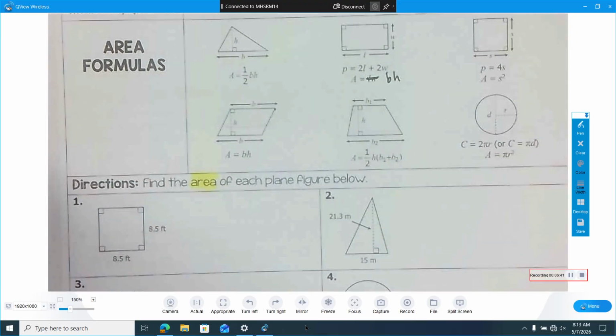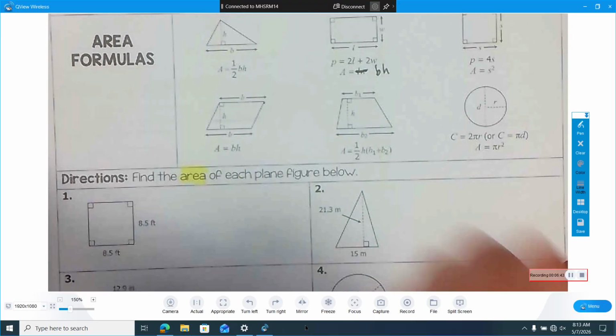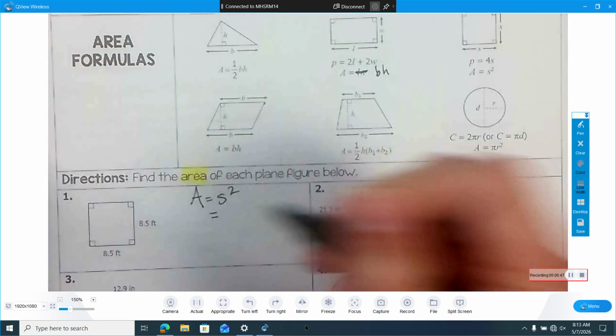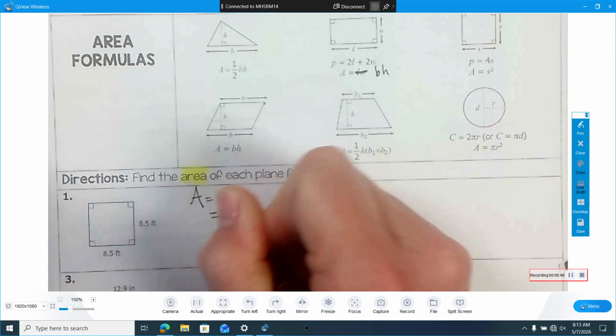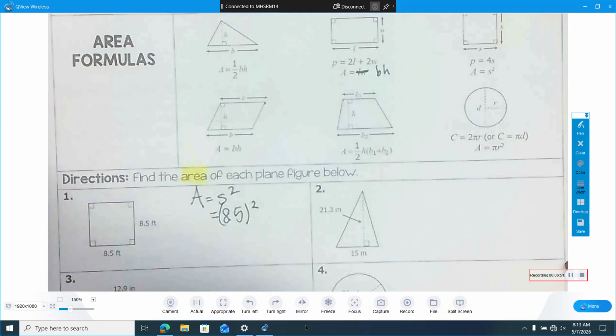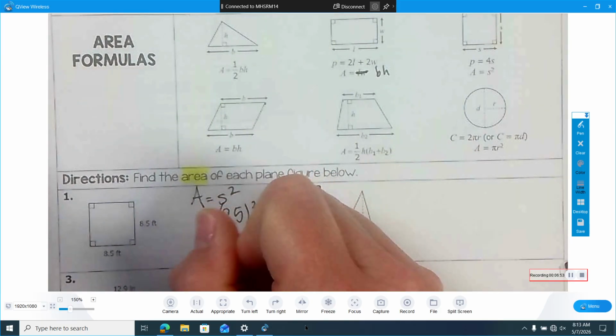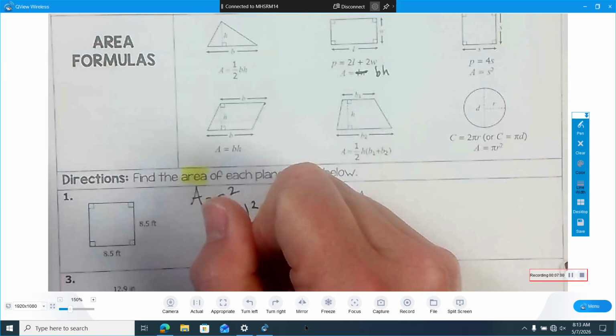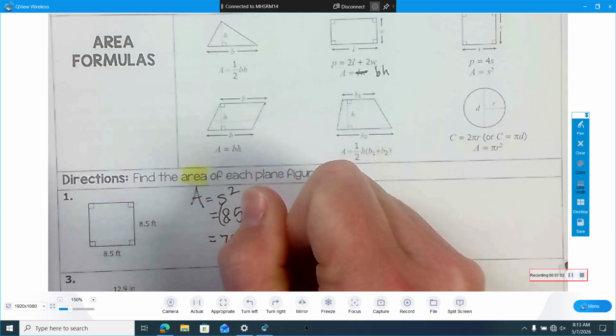What shape is this? Square. So the area of a square is side squared. And what's our side? 8.5. So we're going to square it, and that's all you have to do. 8.5 times 8.5 is 72.25.